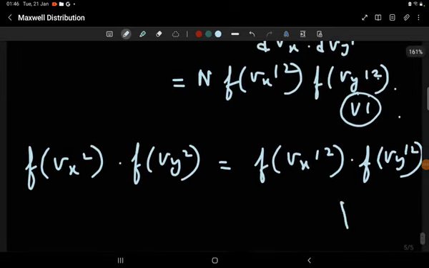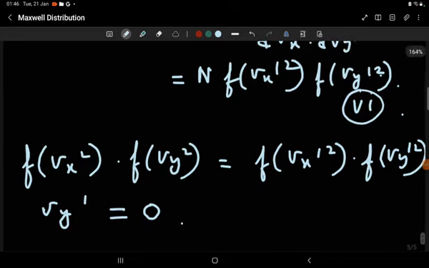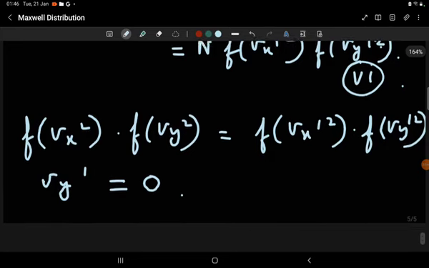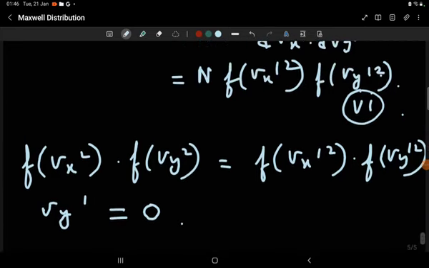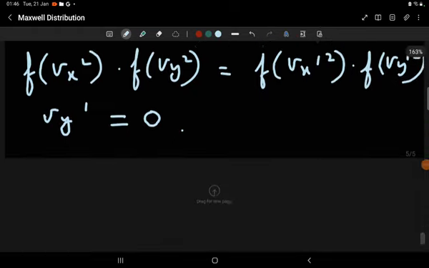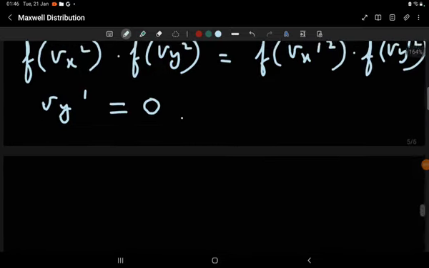Now the point was, we have defined the coordinate system such that vy dash is diminished to 0, and what happened was that the point vx plus dvx comma vy plus dvy lay on the x-axis. That point was lying on the x-axis, right?